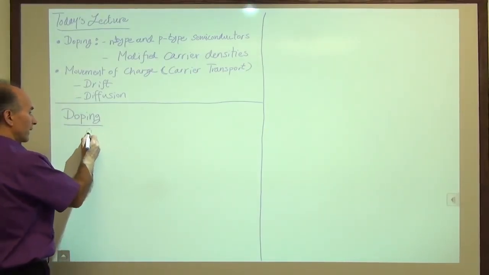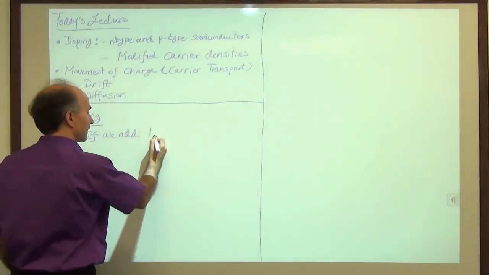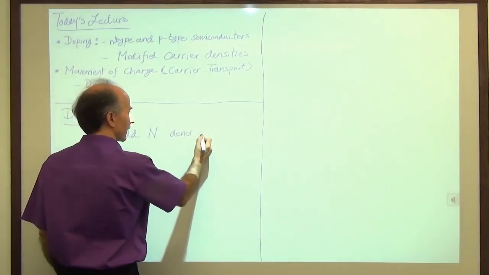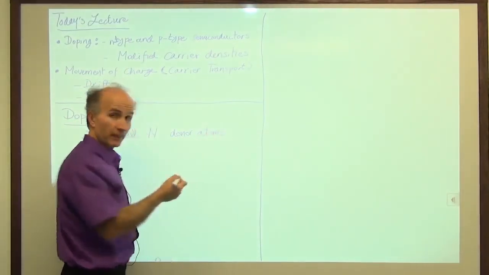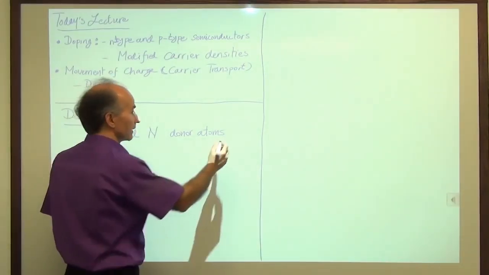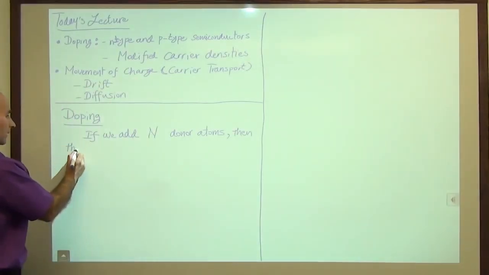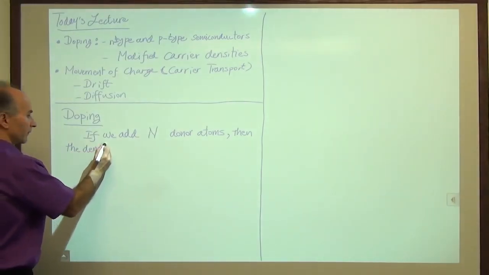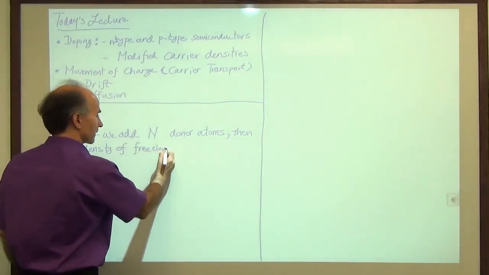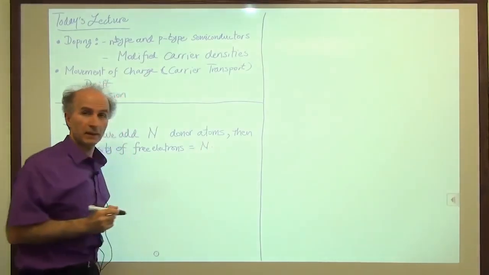So we saw that if we add n donor atoms, for example, phosphorus atoms, then we also add n free electrons. Then the density of free electrons is equal to n. Is that strange?